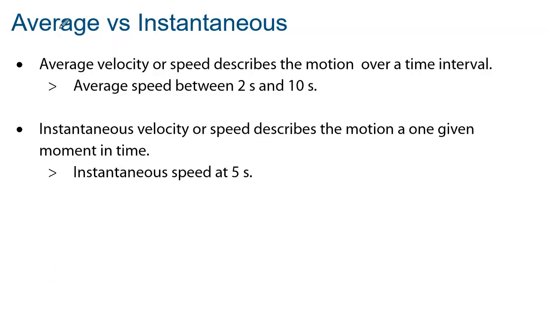And then there's the difference between average and instantaneous. The average velocity or the average speed describes the motion over a time interval. So when we're talking of an average, it will always be between 2 times. So between 2 seconds and 10 seconds, or during an interval of 8 seconds. So the word average really accounts for an interval in time. However, instantaneous, like in instantaneous velocity or instantaneous speed, describes the motion at one given moment in time. Alright, so at one instant. So for instance, you could ask for the instantaneous speed at 5 seconds. So when you look for instantaneous, it will be at one moment. The average will be over a time interval.